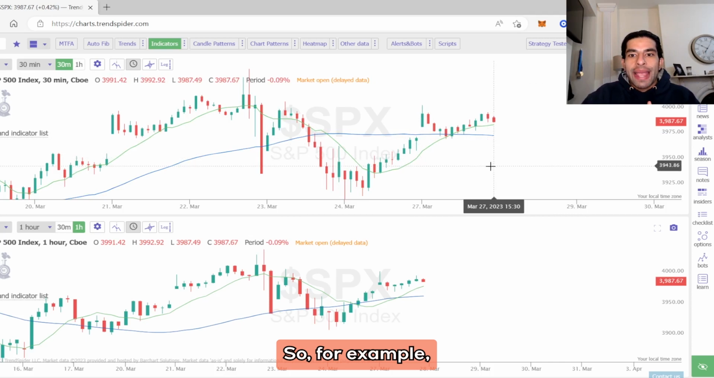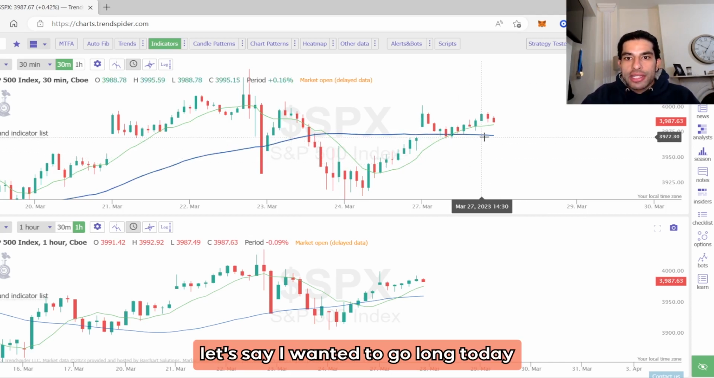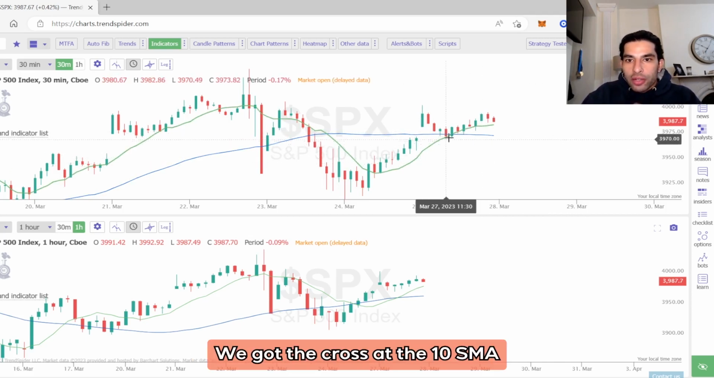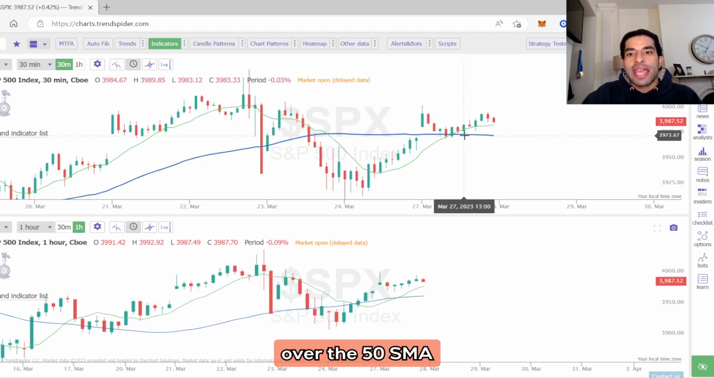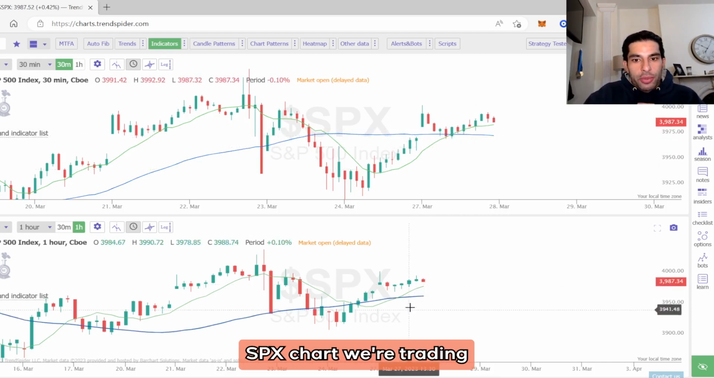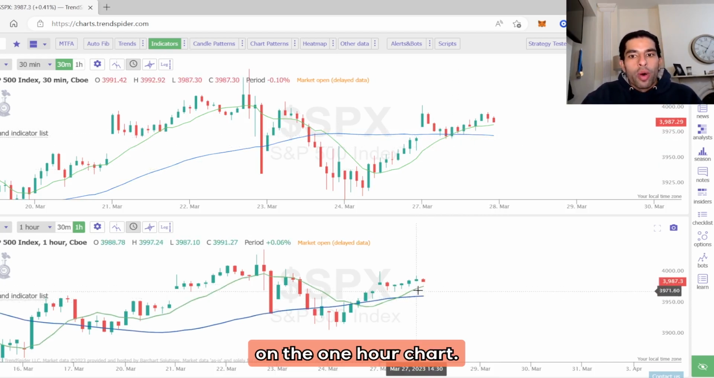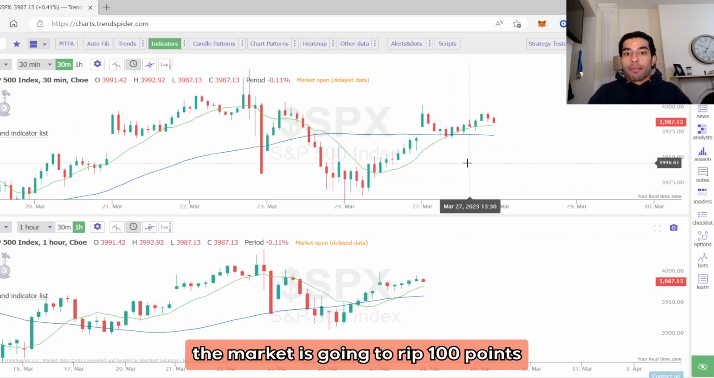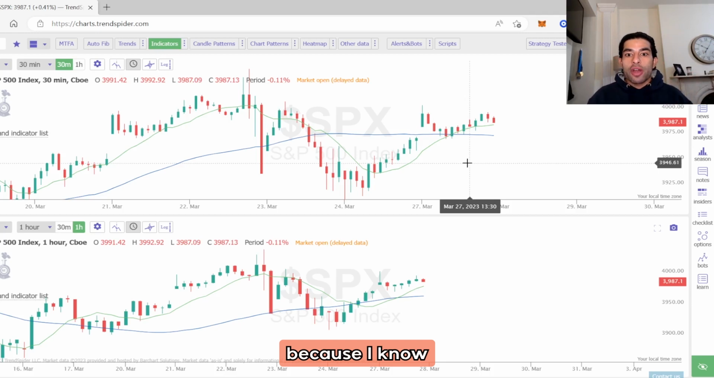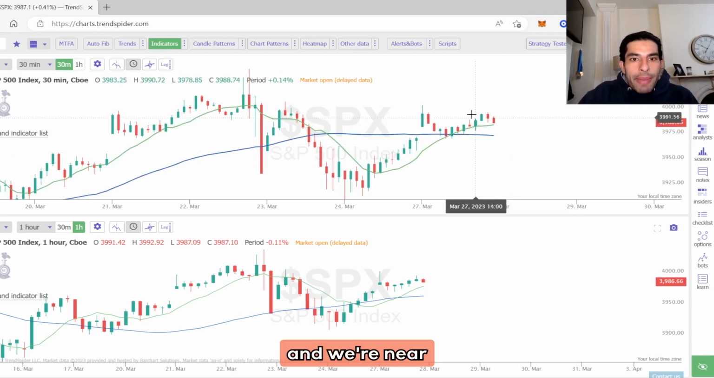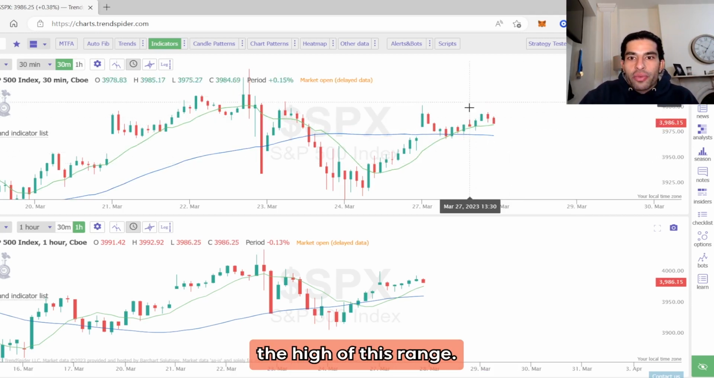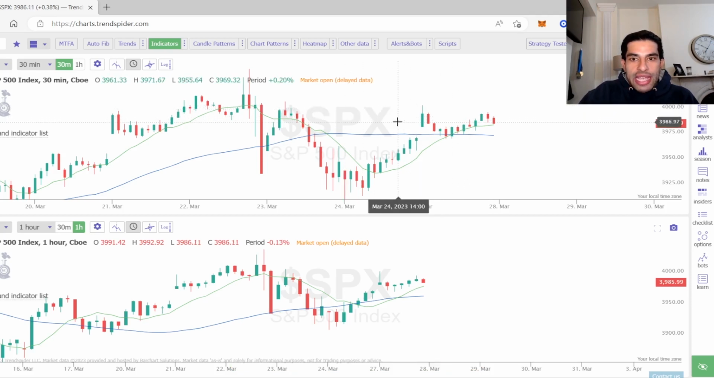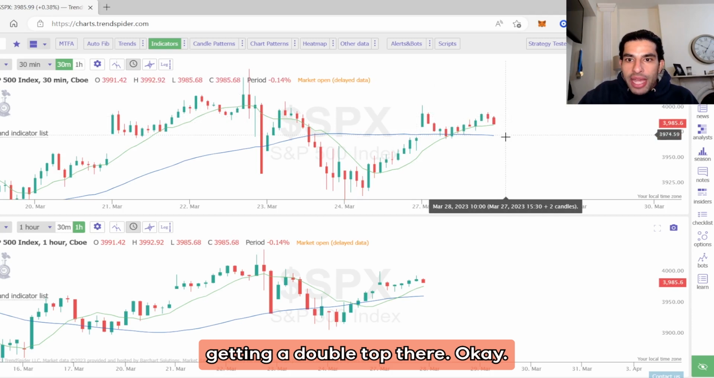So, for example, let's say I wanted to go long today. On the buy signal, we got the cross of the 10 SMA over the 50 SMA on the 30-minute SPX chart. We're trading above the 50 SMA on the 1-hour chart. My expectation for this trade cannot be that the market is going to rip 100 points, because I know that there's very little momentum and we're near the high of this range. And look what happened. We rejected right at 4,000 SPX today, and it looks like we're getting a double top there.